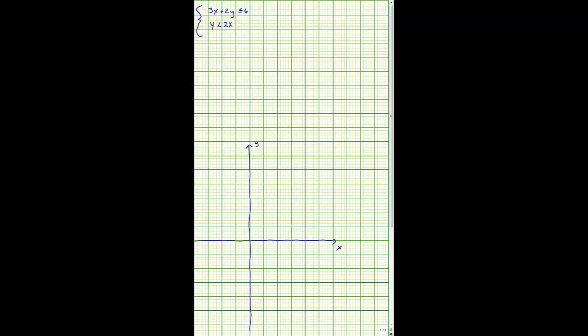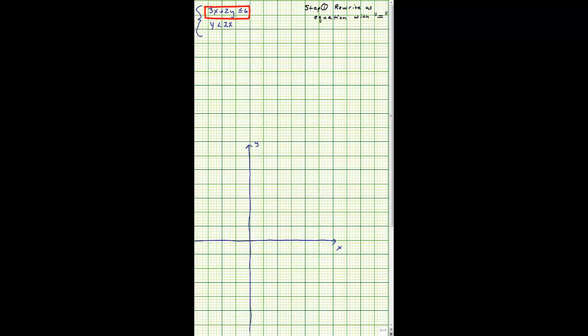Well, in order to solve a system of equations, we need to take each equation individually and graph that. So let's look at our first one. There's our first equation: 3x plus 2y is less than or equal to 6. Now let's review the steps we're going to do anytime we solve a linear inequality. Step one is to rewrite the inequality as an equation. That is, replace the less than or greater than sign with an equal sign.